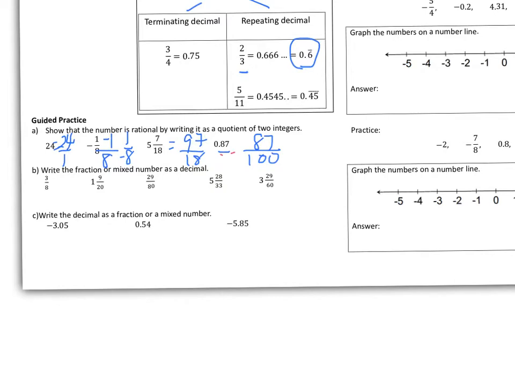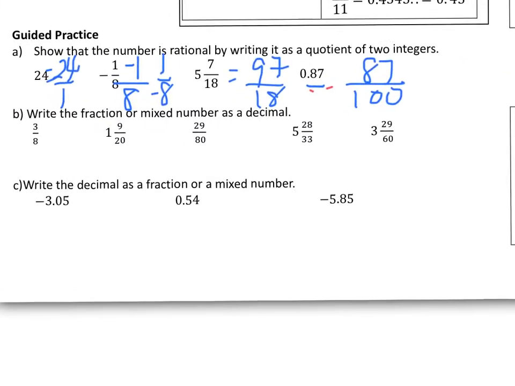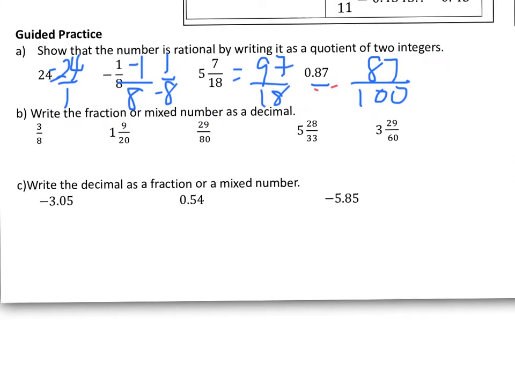Part B. Write the fraction or mixed number as a decimal. So 3 over 8. I'm going to avoid division if I can. So I'm going to multiply by 125 to get 1,000. 3 times 125 gives me 375. So my answer would be, after shifting the decimal 3 places to the left because I have 3 zeros, 0.375.